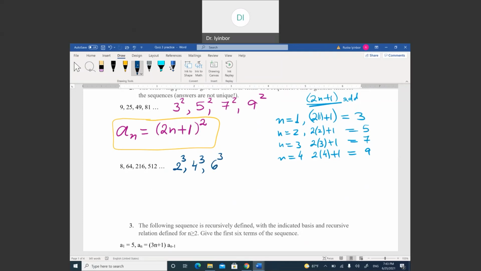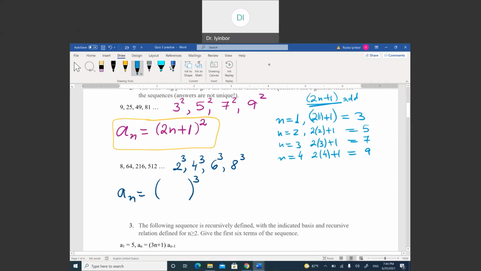And when you do 8 cube, you're going to get 8 times 8 is 64, times another 8 is going to be 512. So this is how your sequence looks. So when I rewrite the numbers like this, you see that they're the same numbers. So now let's see how we're gonna get the formula. So the formula should be an equals, and looking at my sequence, all the numbers are gonna be cubed, right? Because all of those numbers are cubed.